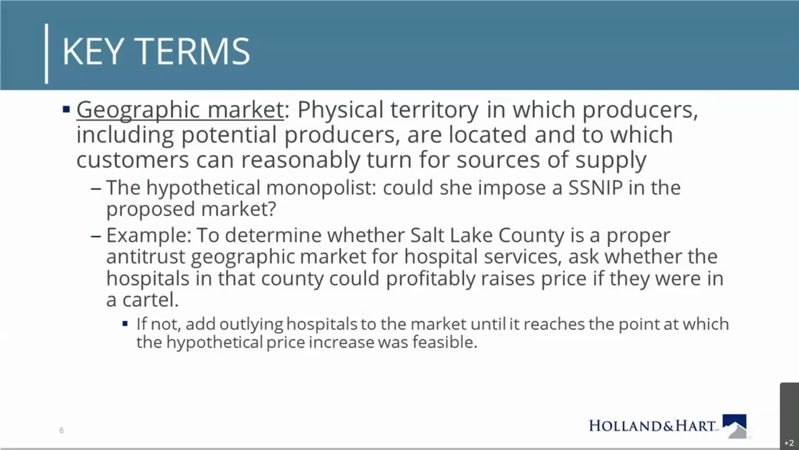And so what we would do is then we would expand our hypothetical monopolist test, and we would say, okay, Salt Lake County wasn't a market. Salt Lake County and maybe some of the hospitals to the south and some to the north, we'll add that in. And if we do that, and if all those hospitals were to raise their prices on a particular service, would consumers continue to go to those hospitals? And we would keep doing that test until the answer is yes, consumers would still go to those particular hospitals. They would not leave that market and go to other hospitals, and then we've identified our geographic market.